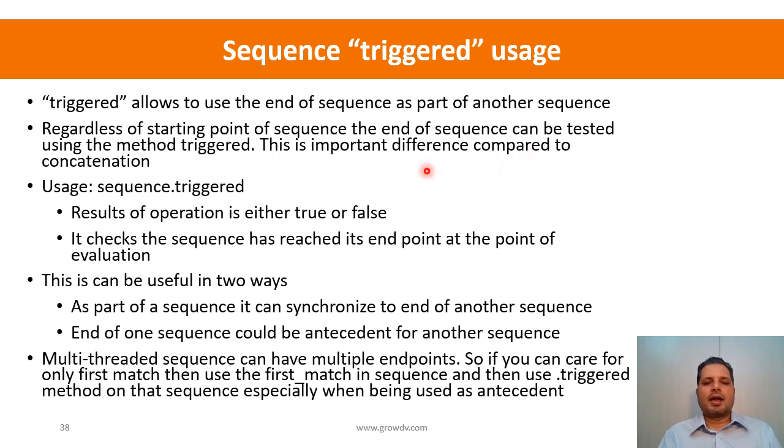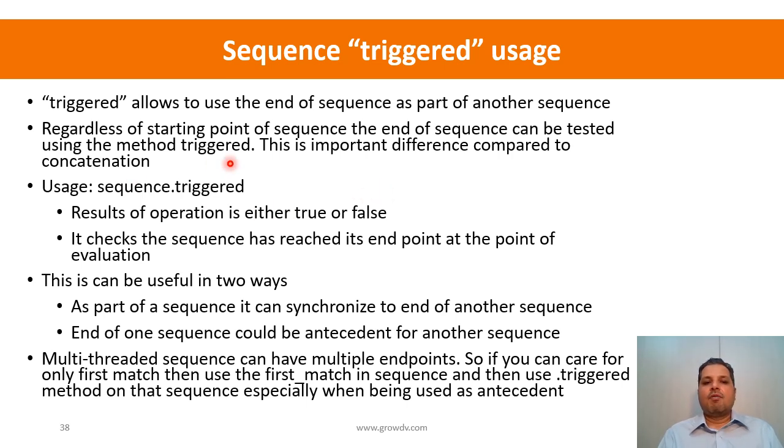So if I have a sequence, I can concat that sequence with another sequence, and thus I will know when that sequence ends, right? And that is when the next sequence is going to start. But compared to that, triggered allows you to identify the end of a particular sequence without consideration to the start of the sequence. If you use concatenation, then the concatenated sequence's start and end both get included. So of course you will detect the end, but the start will be the start of the concatenated sequence, right?